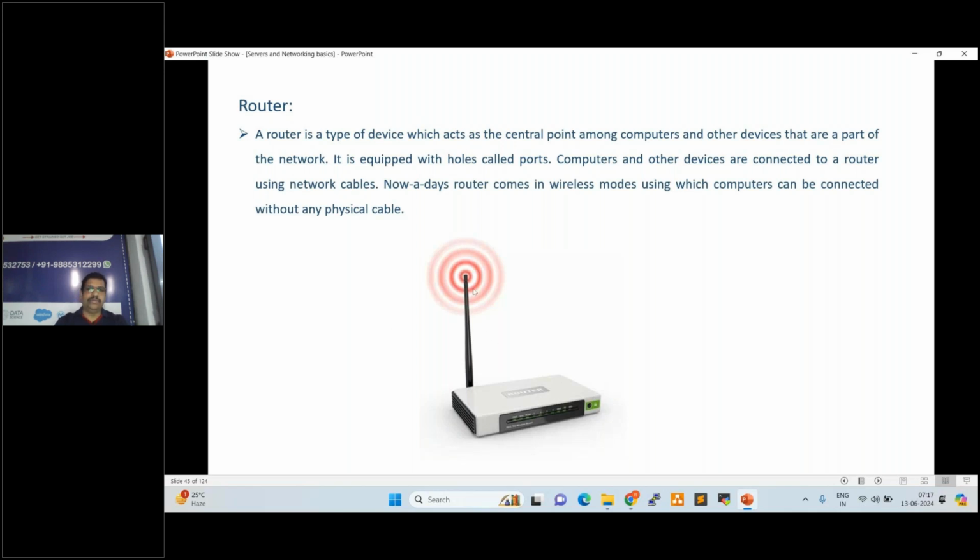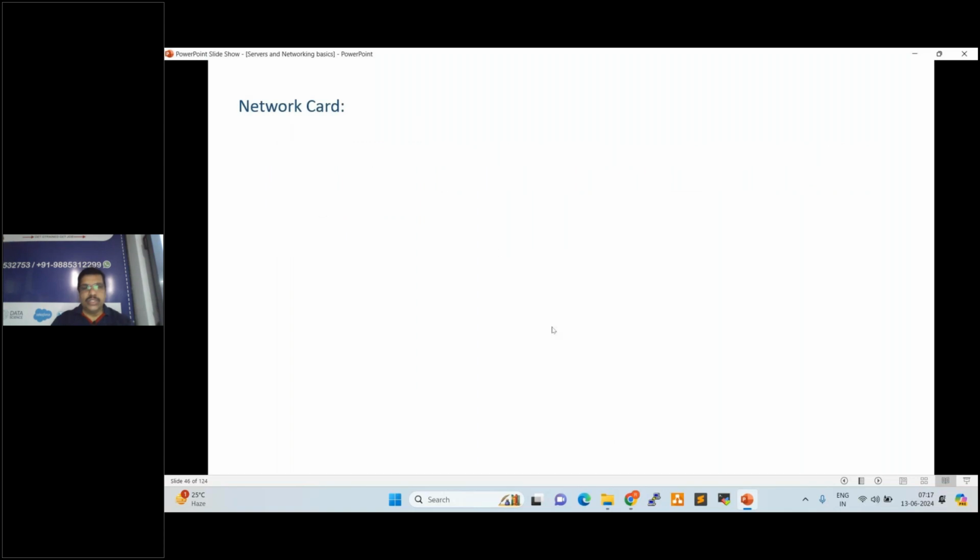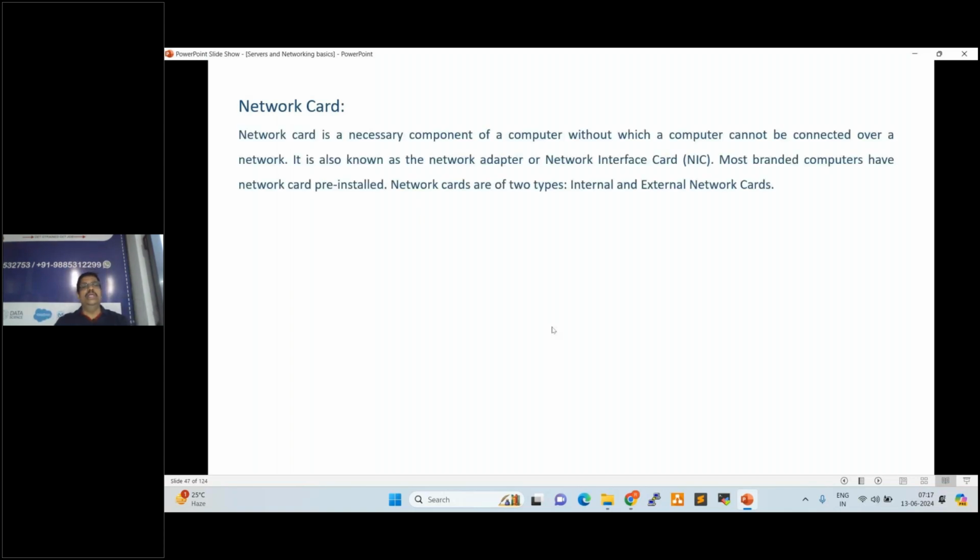So network cards. When we talk about network cards, we have two types available. A network card is a necessary component of a computer without which a computer cannot connect over a network. It is also known as the network adapter or network interface card, NIC. Most branded computers have a network card pre-installed. Network cards are two types, internal and external network cards. Currently we are not using physical environments, right? But we need to discuss this.